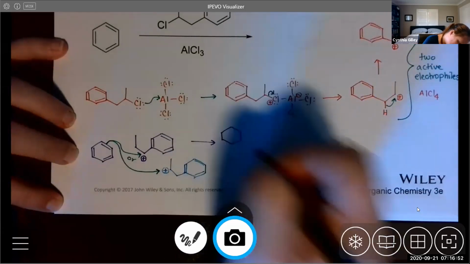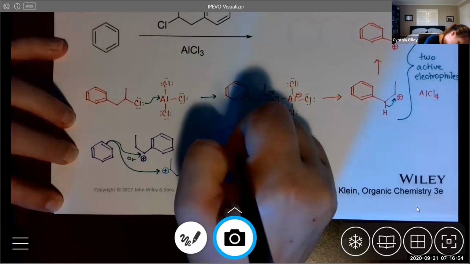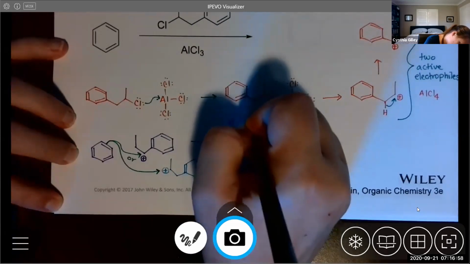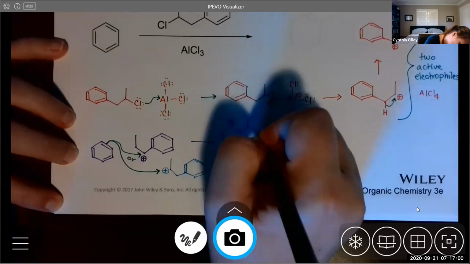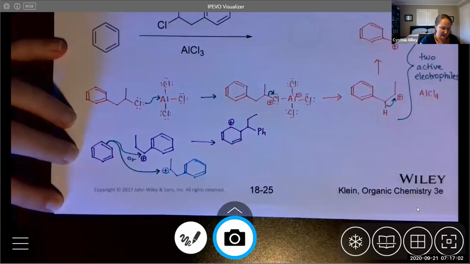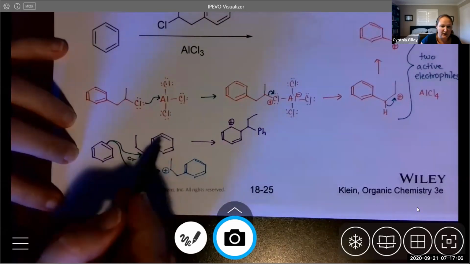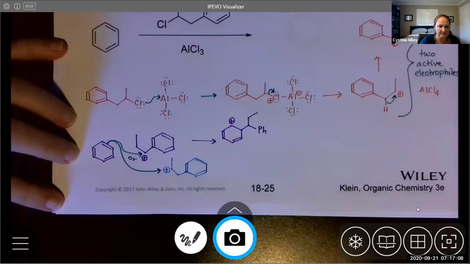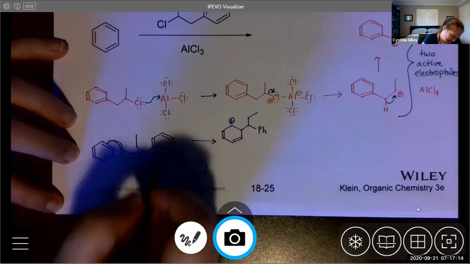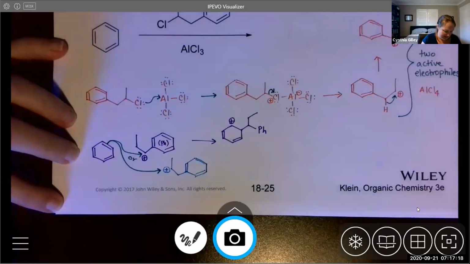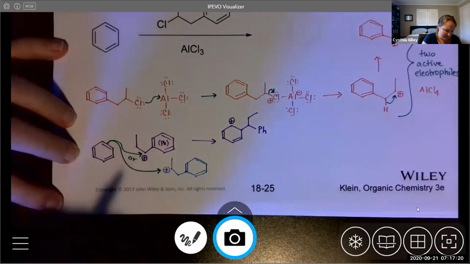The intermediate is the arenium ion. At this point, I'm just going to abbreviate this as phenyl just to save space. Okay, so hopefully everybody understands that this is the phenyl. Okay, so it has a purple group attached.